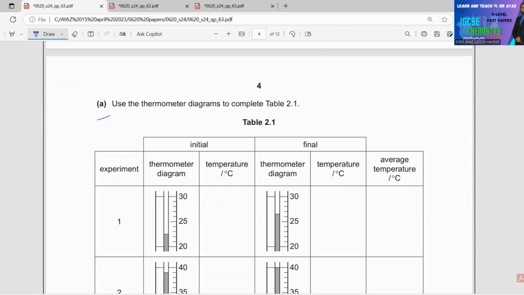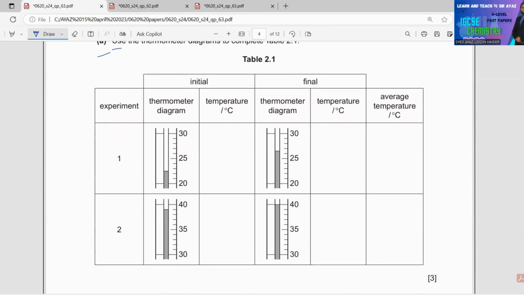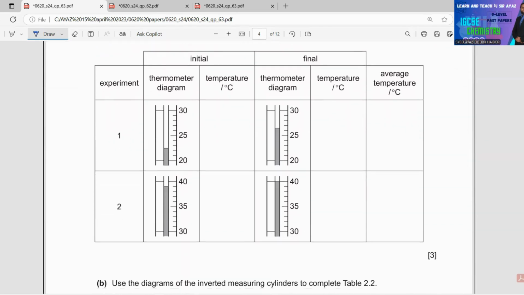A. Use the thermometer diagrams to complete the table 2.1. So we have experiment 1 and experiment 2. Their initial and final temperature. Initial temperature for experiment 1, it is 25. It is 22. Sorry, it's 22.5. It's 22.5. And the final temperature for experiment 1 is 26.5.